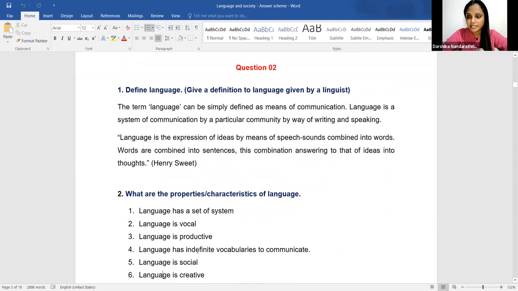I'm going to move to question number 2. Yes.